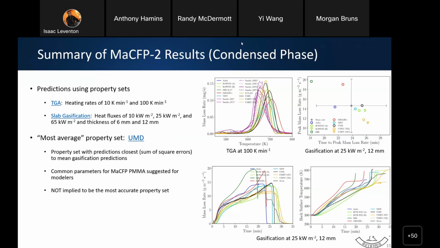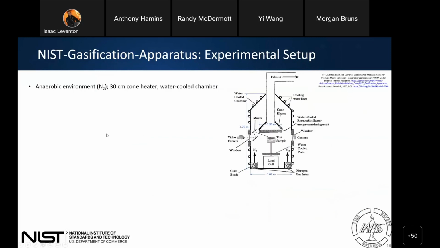And so we spent the last year or two trying to identify, well, what's a good instrument that we could run validation experiments in, that we could then use those properties to predict this measured behavior in and hopefully validate those results. And we settled on the old NIST gasification apparatus that was first brought to life probably 2-3 decades ago by Takashi Kashiwagi. This instrument is powerful because it provides very well-controlled boundary conditions, so we know exactly the amount of energy coming into our sample.